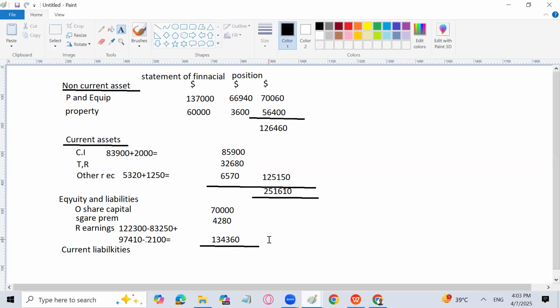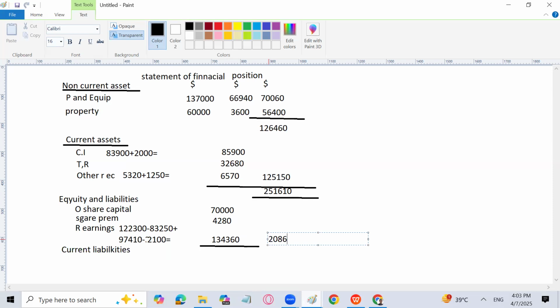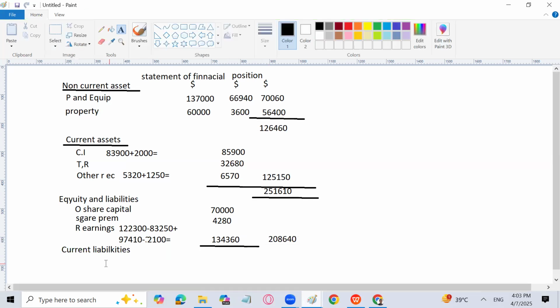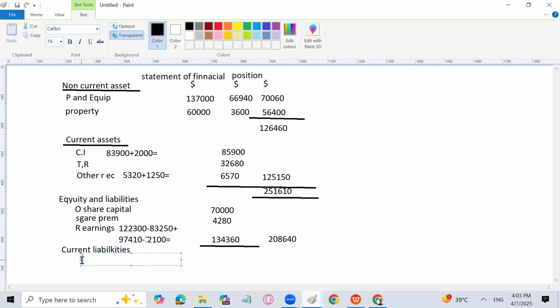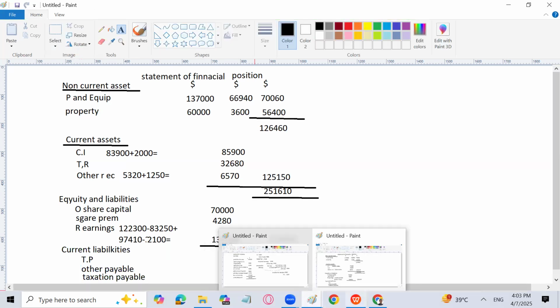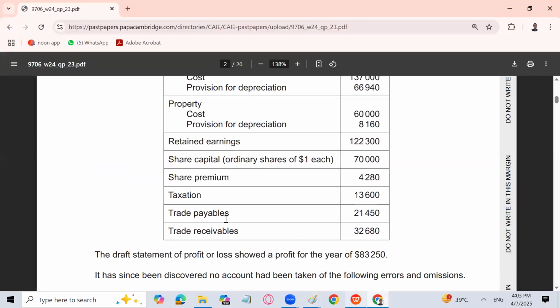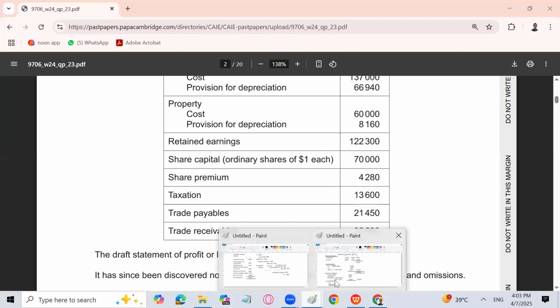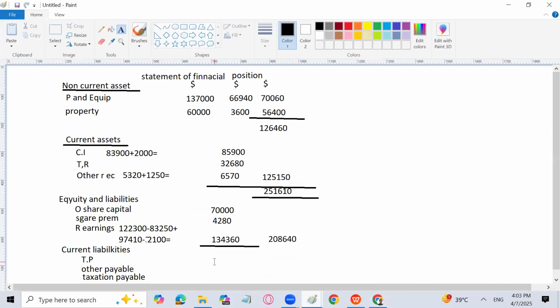208,600. 208,640. Okay, now we have current liabilities. In current liabilities there is going to be trade payable, then other payable, then taxation. Taxation is basically taxation payable. So let's see the amount of trade payable given. Trade payables are 21450. There is no change in trade payables actually. So I will write 21450 here.